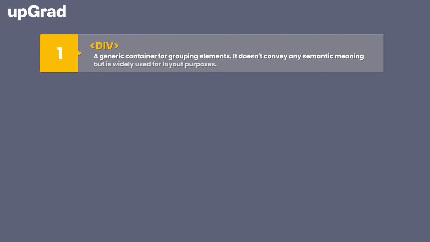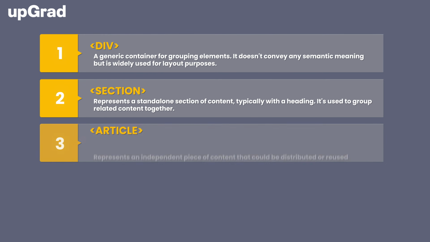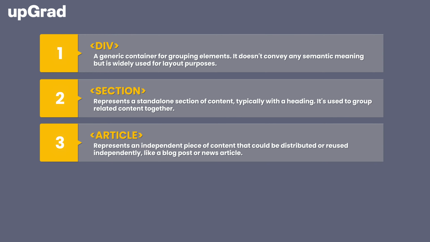First, the div tag, a generic container for grouping elements. It doesn't convey any semantic meaning, but is widely used for layout purposes. Number 2, section tag, represents a standalone section of content, typically with a heading. It is used to group related content together. Article tag, represents an independent piece of content that could be distributed or reused independently, like a blog post or news article.